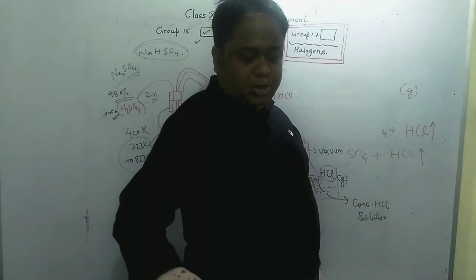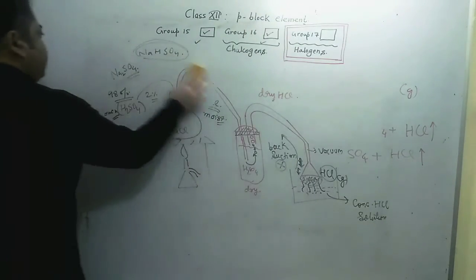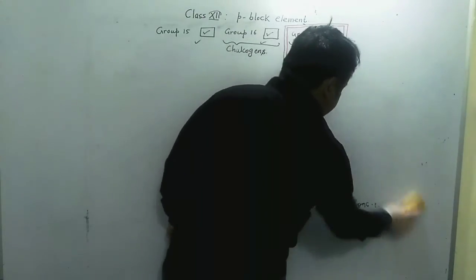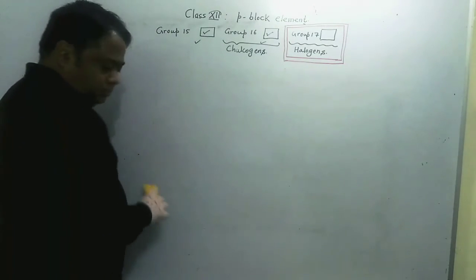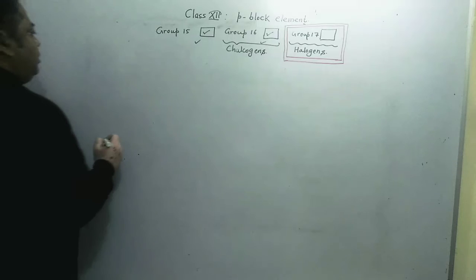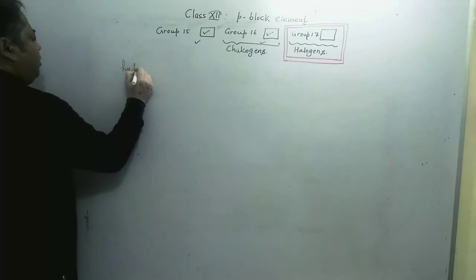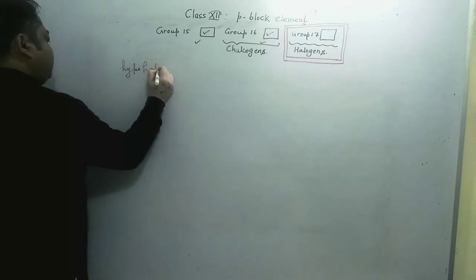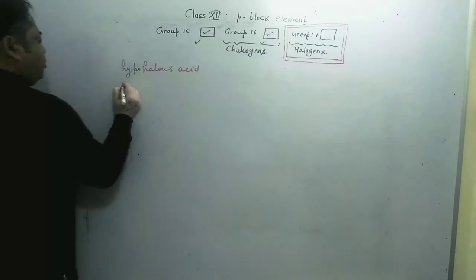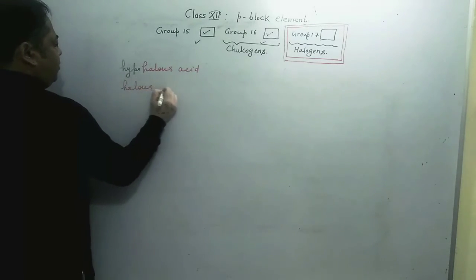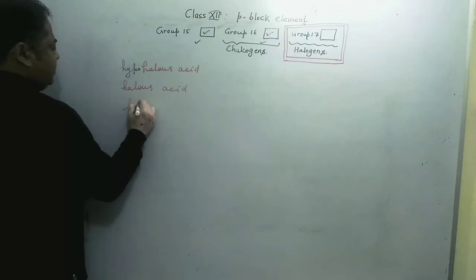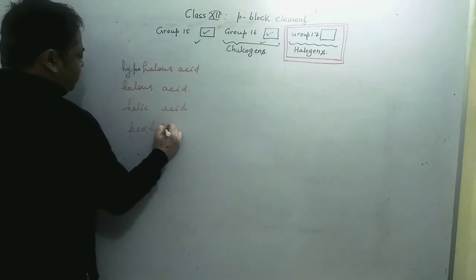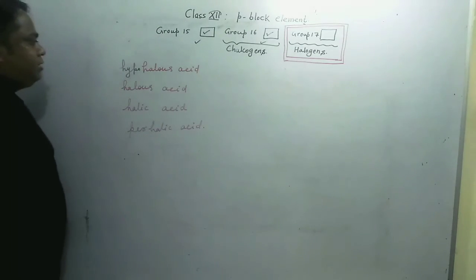What else is there? Some oxo acids of halogen. It's a very easy topic. Oxo acids of halogen. It could be hypohalous acid, it could be halous acid, it could be halic acid, it could be perhalic acid, depending upon how much oxygen is there.